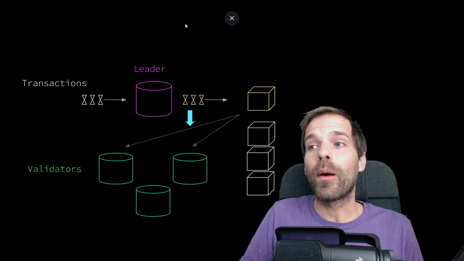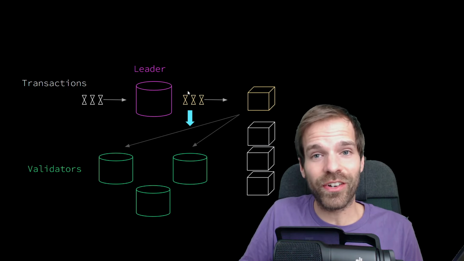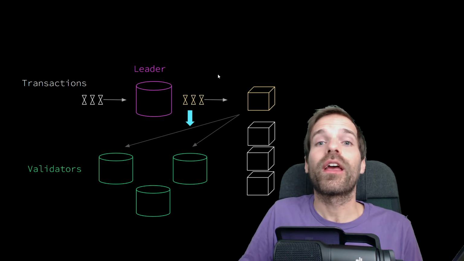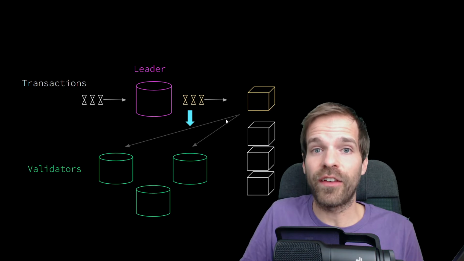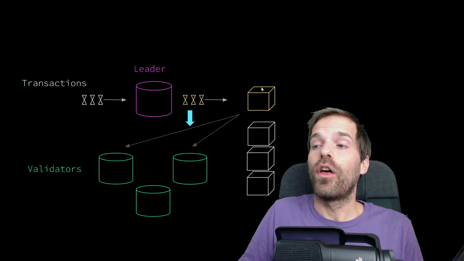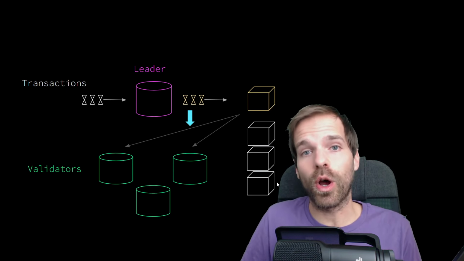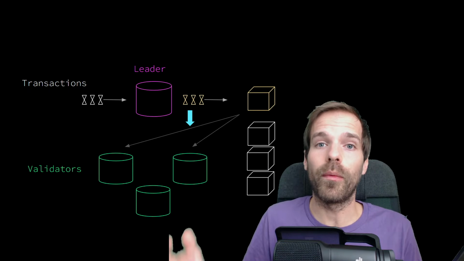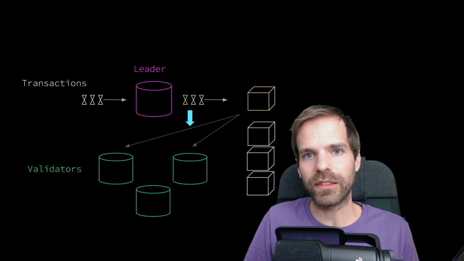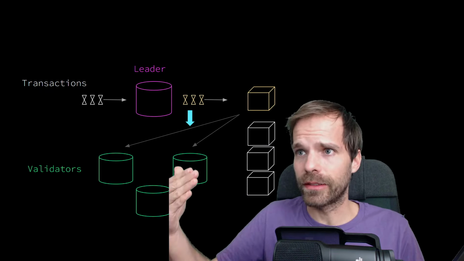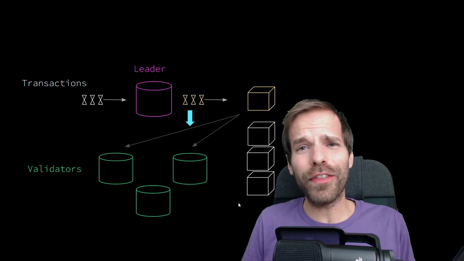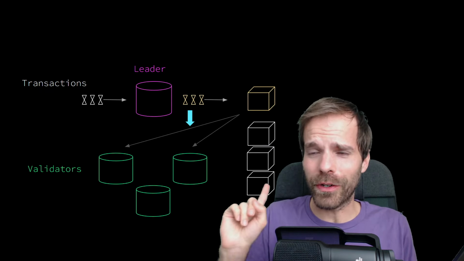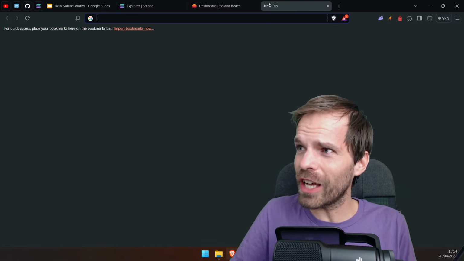Let's go through them again. Processed: one validator has voted on it. Confirmed: 2/3 of validators have voted on it. Finalized: 32 blocks have been built on top of it and have been voted on by 2/3 of the validators. And not just voted on, accepted. Now, just to check, did I get all of that right? Because I just got that from memory. I do want to go through the docs just in case.